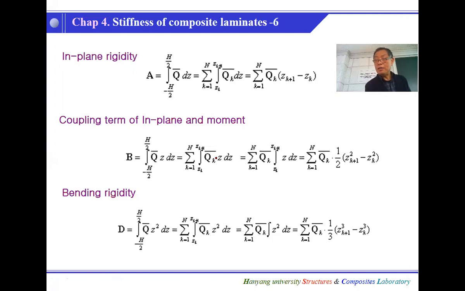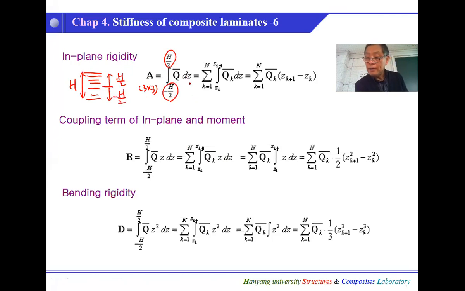So this is the A matrix, from the definition. Please remember this is 3 by 3 and Q is 3 by 3. And integration means from bottom to top. In total, we have H thickness, and this is the middle, from here is half thickness, and from the bottom is minus half thickness. Mathematically, how do we calculate that one?